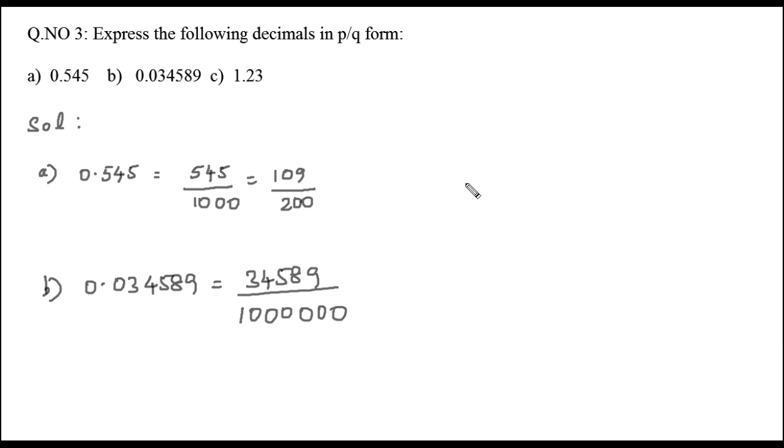The third one is 1.23. So this we can write as 123 divided by 100. This is how we represent given decimal numbers in the form of p by q. Now let's look into how to convert the given recurring decimal into a p by q format.